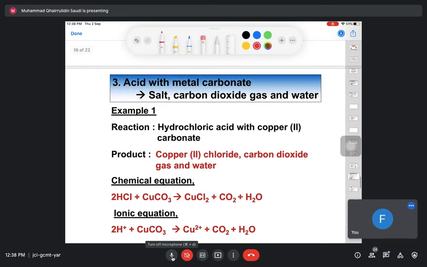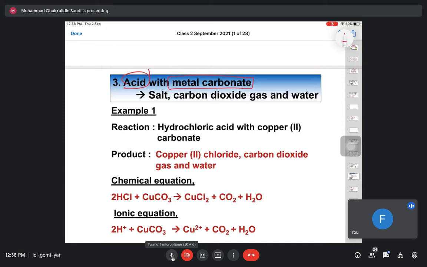Alright, the third one. The third chemical property of acid is acid can also react with metal carbonate. Tadi metal saja, this one is metal carbonate. Metal carbonate sebenarnya metal yang ada carbonate dekat belakang. Contoh kalau tadi zinc, now metal carbonate dia adalah zinc carbonate. Okay, kalau metal dia magnesium, metal carbonate adalah magnesium carbonate. So tambah carbonate jadi belakang. So anything with carbonate di belakang, metal carbonate, they can react with acid.